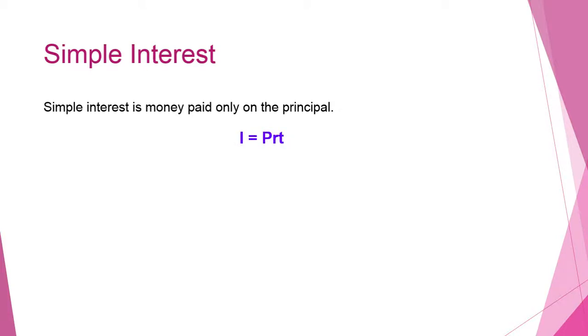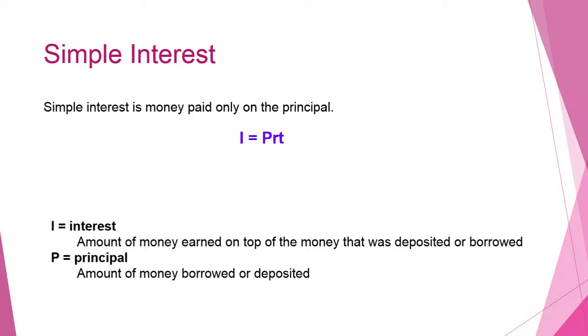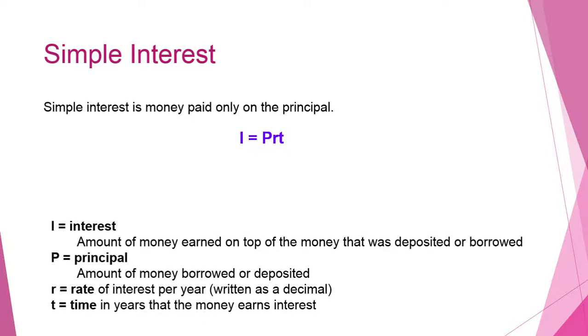The formula for finding simple interest is I equals P times R times T. I stands for interest, which is the amount of money earned on top of the money that was deposited or borrowed. P is the principal, or the amount of money borrowed or deposited. R is the rate of interest per year. They will give you a percentage. You need to change it to a decimal. T is time in years that the money earns interest.